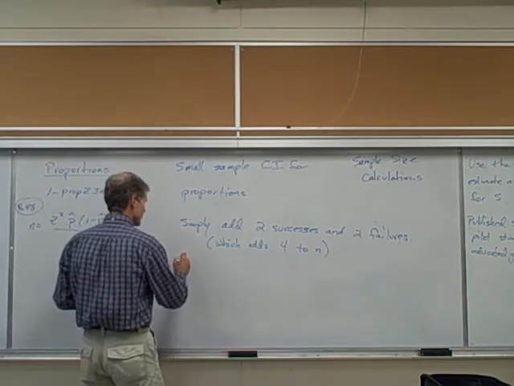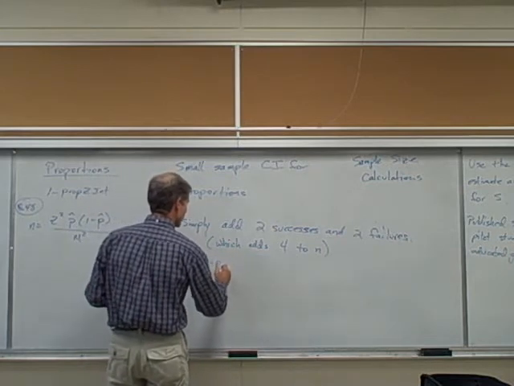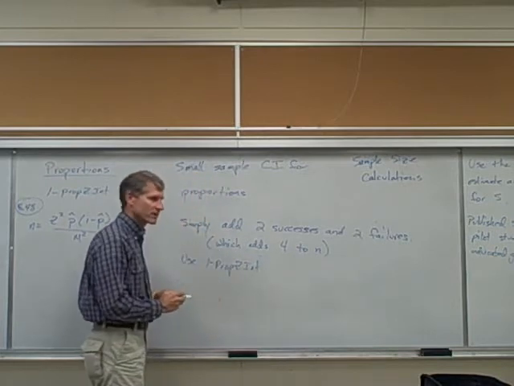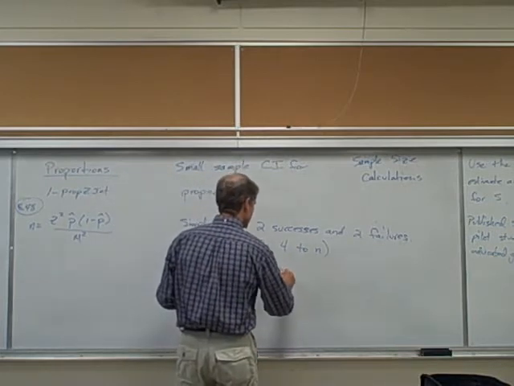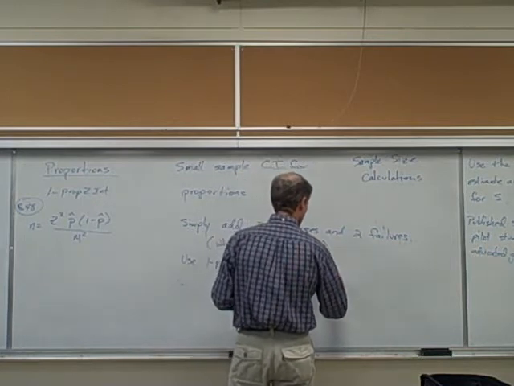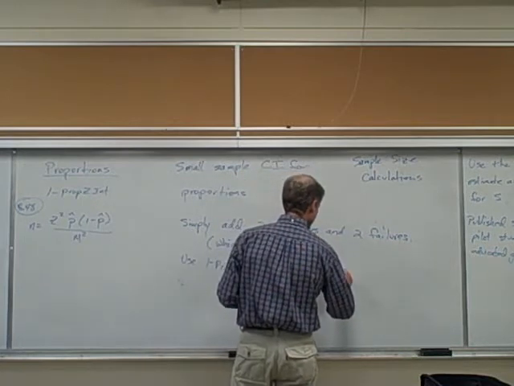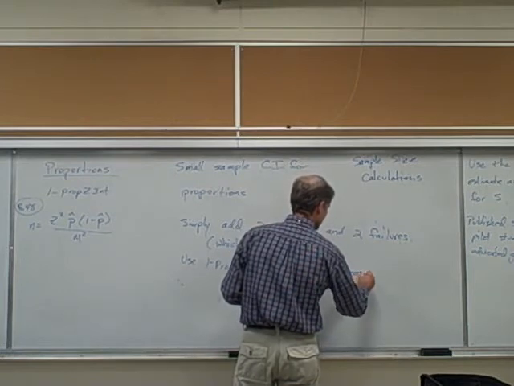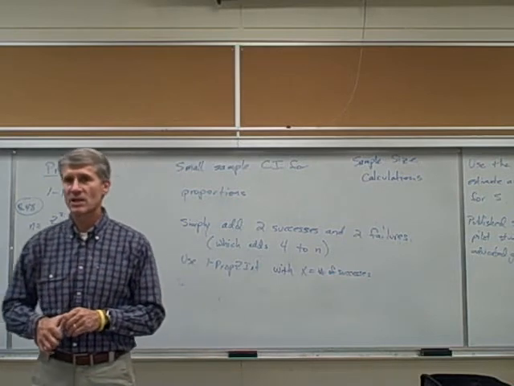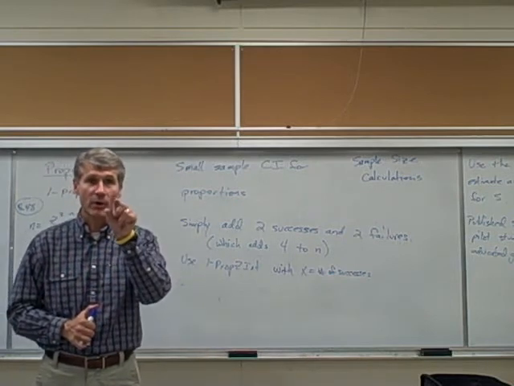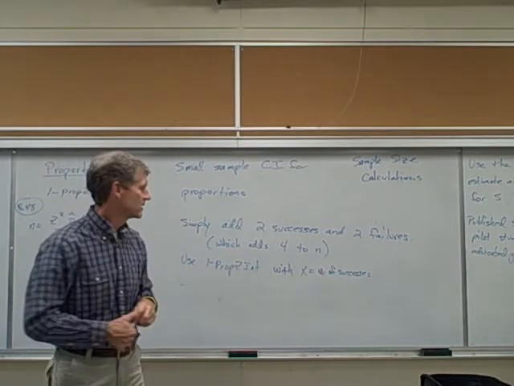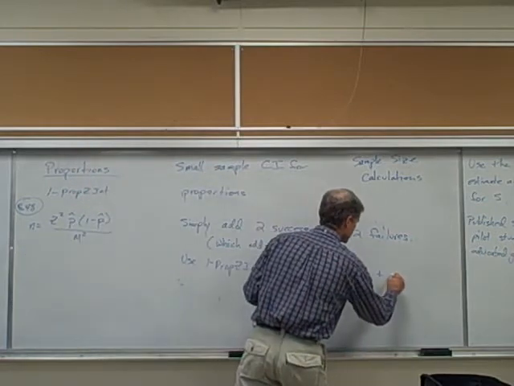So use one prop z int just like you did before, but instead of x, you use number of successes plus 2. So if they tell you they did a sample of size 10 and there were 4 successes in your calculator, instead of entering 4 for x, you enter 6. You add 2 to it. So a number of successes plus 2.